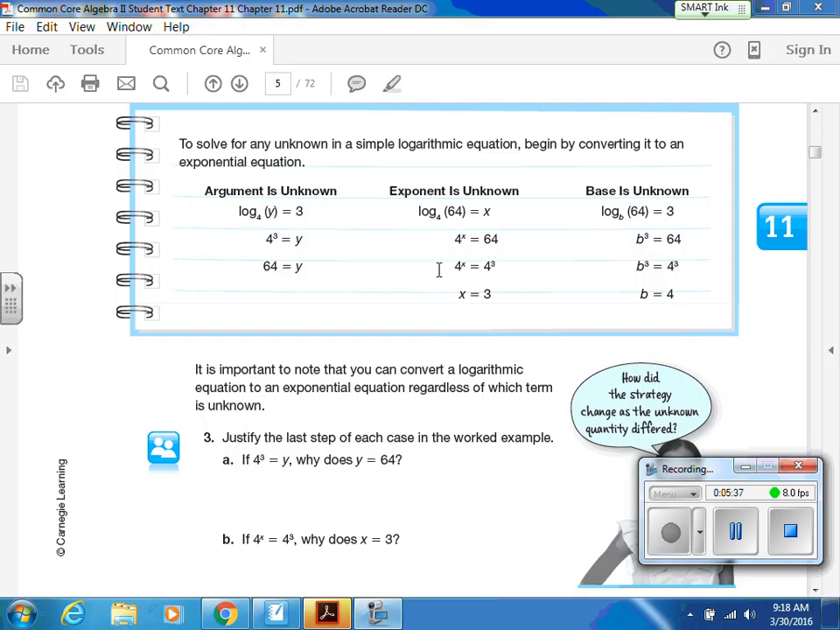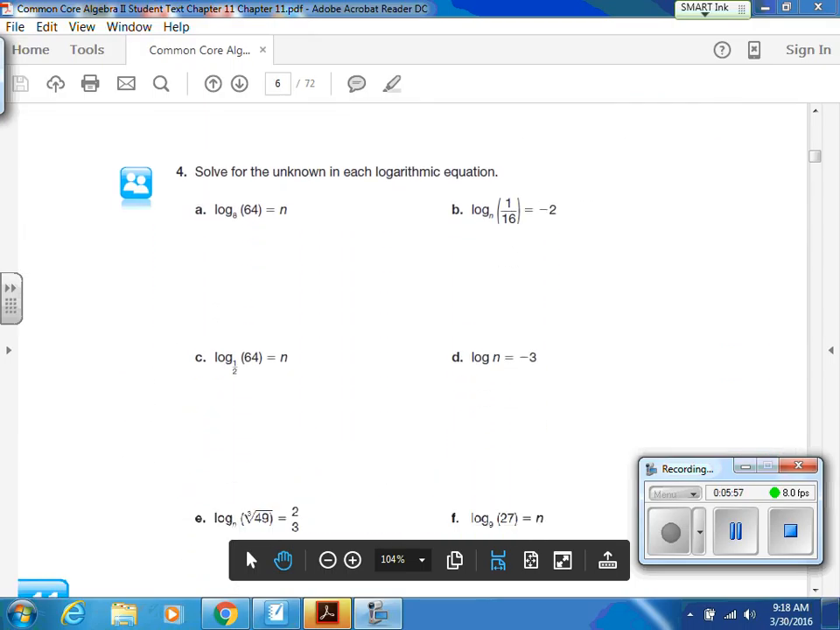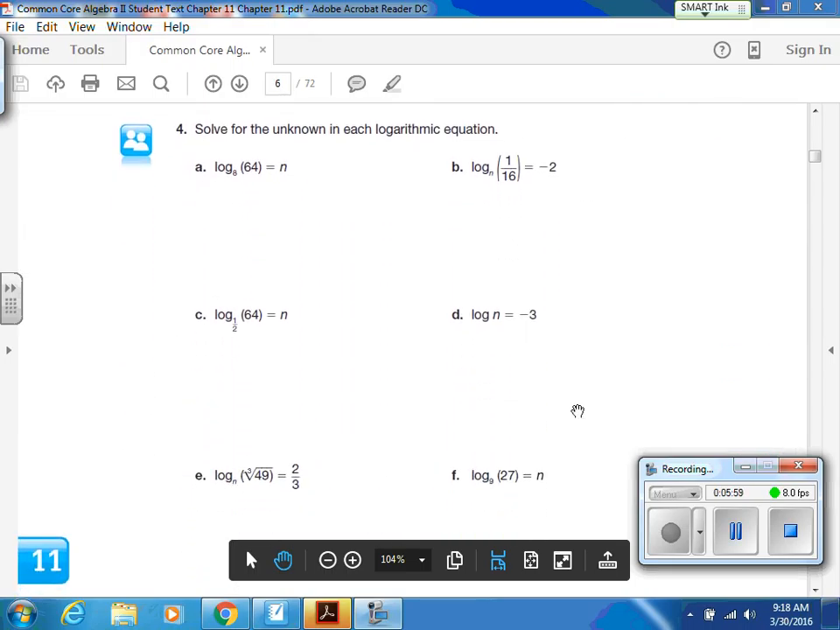And these are the three things that could be missing, basically. So they're showing you three different examples of what could be missing. It doesn't matter what's not known, you can figure it out. Okay? Alright? So, I don't want to do this. I'm going to skip some stuff. I want to go for solving right now. I'm going to do a couple of these together.